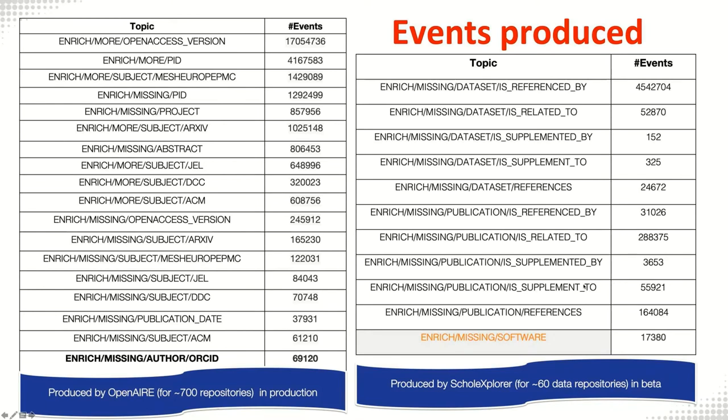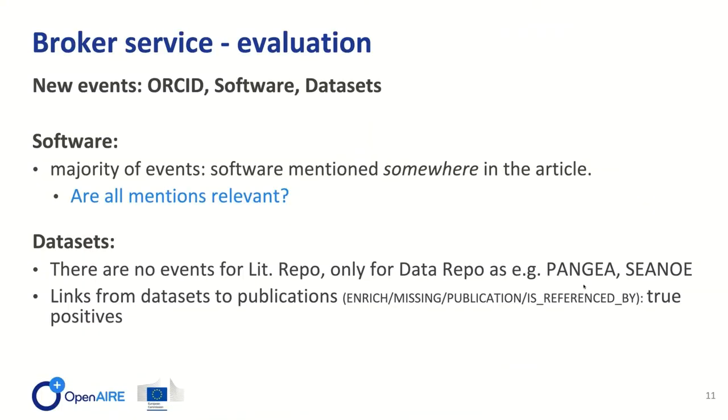So at the moment, we are evaluating the quality of this new set of events. Essentially for software events, we noticed that the majority of events are essentially mentioned somewhere in the article. So the question is mostly for you: are all these mentions relevant, are they worth being integrated in your collections, regardless of where they occur? For the moment, we cannot distinguish if such relationships spring from the citation section, or if it is supplementary material, or any other kind of semantics, let's say, that links a publication and a software. So this is a question for you, and food for discussion after the presentation.